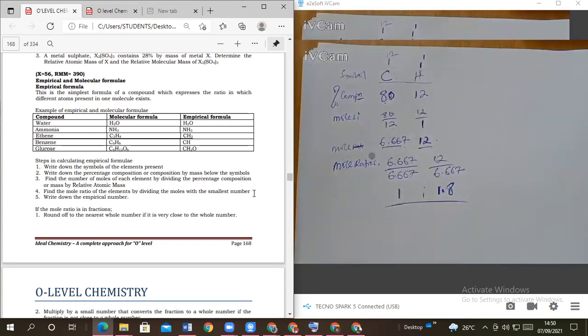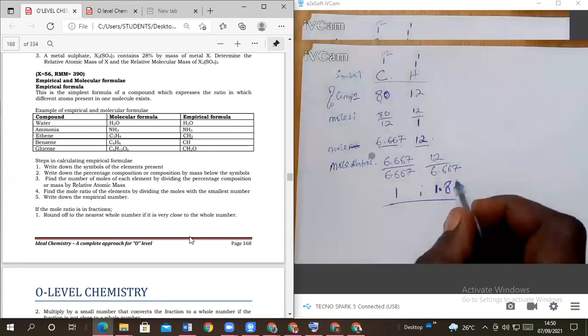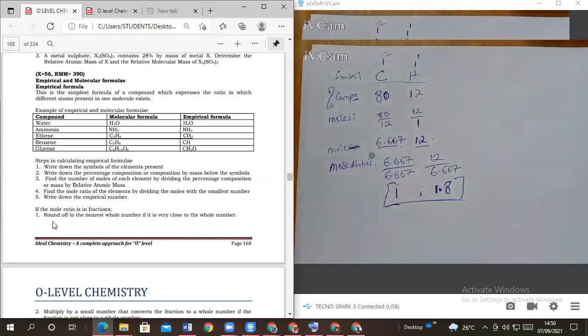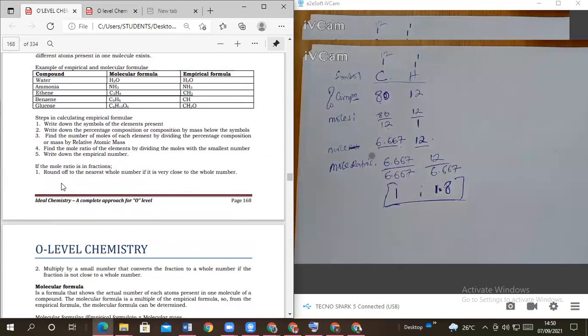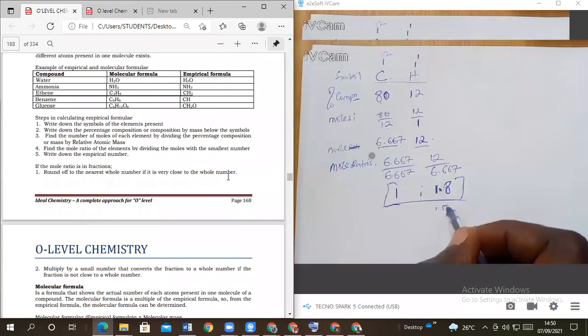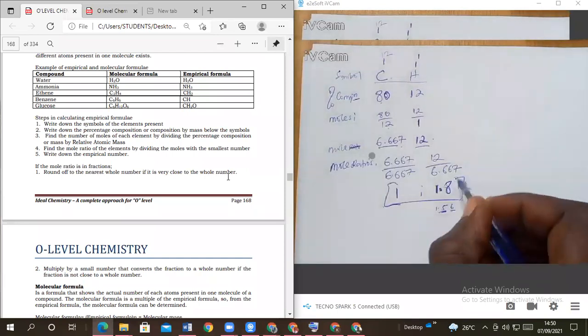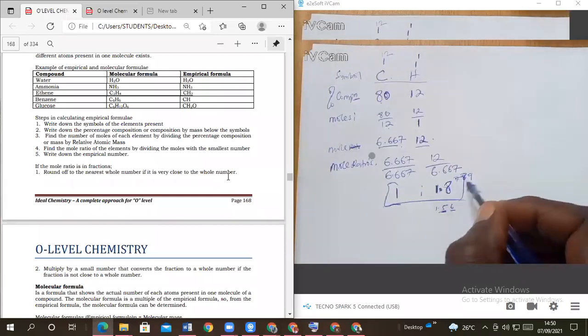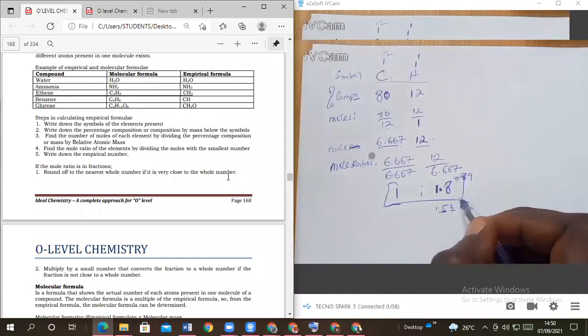1.8. Now, when you find this type of answer, the condition is if the mole ratio is a fraction, round off to the nearest whole number if it is close to the whole number. Now, if this one was 1.5, this one is very far from a whole number. 1.6 is very far. But 1.7, 1.8, actually 1.8, 1.9, these are close to a whole number. So the closest whole number here is what?